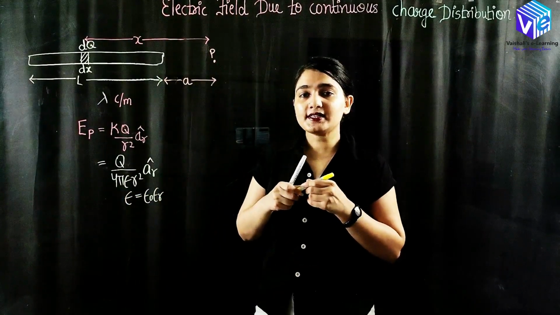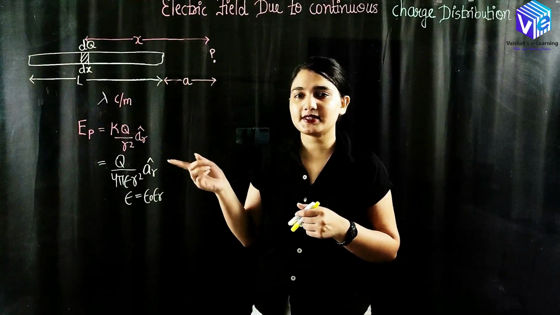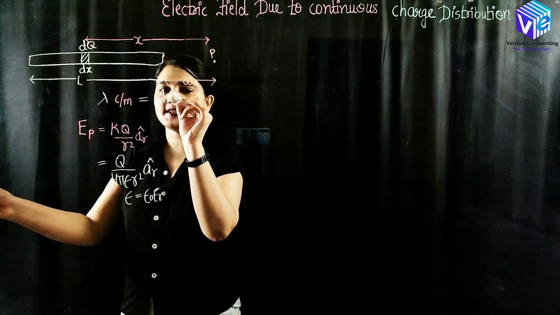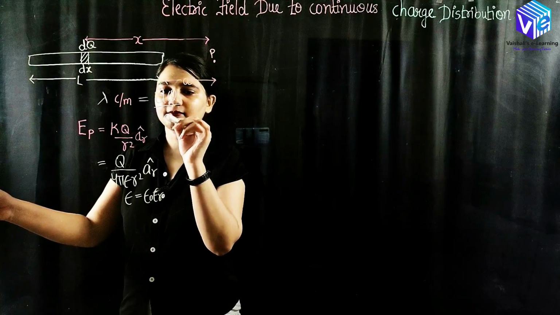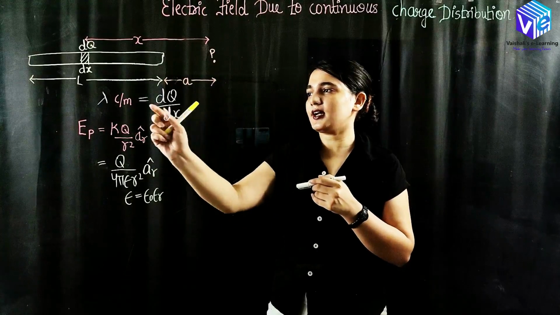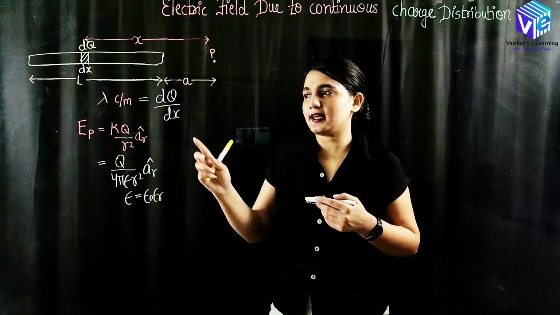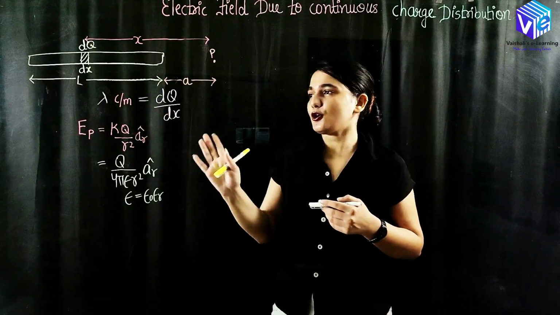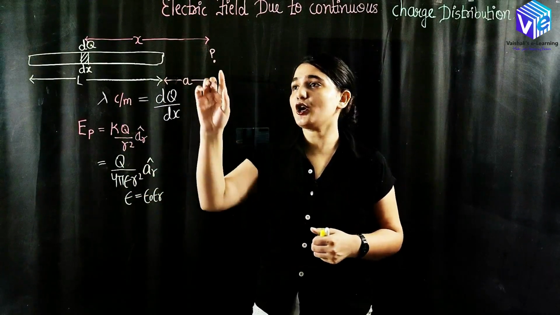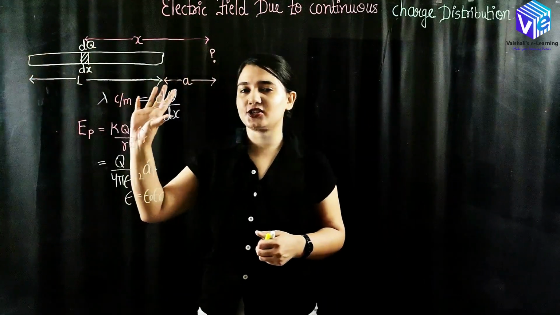And we have already seen what is line charge density. The line charge density is represented by the symbol lambda, and it is charge per unit length. So if I am taking some small length and some small charge, lambda will be given as dq upon dx, which is charge per unit length, or the line charge density. Now I just require these two things, and with their help I will be finding out the electric field at this point P due to this continuous charge distribution.